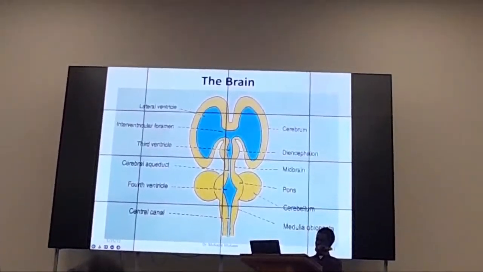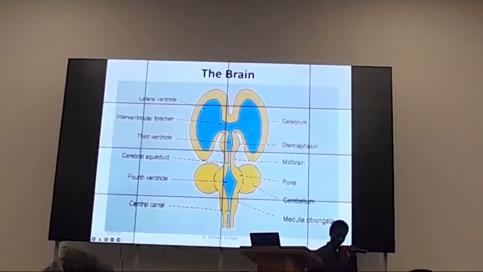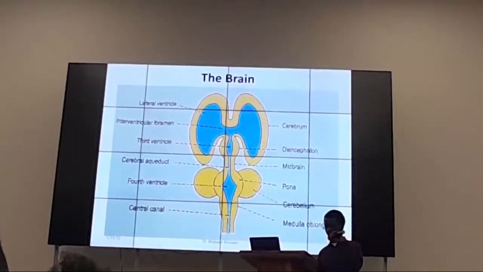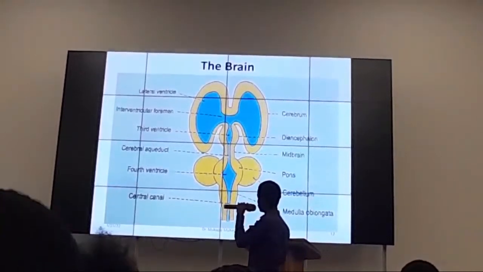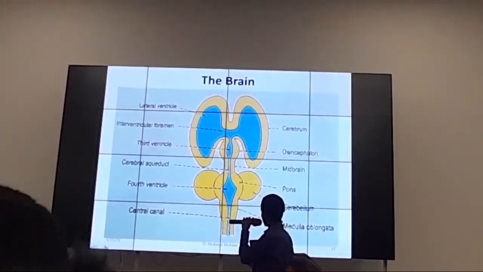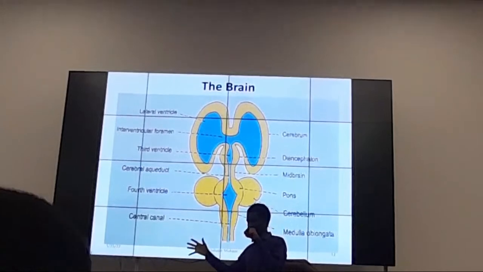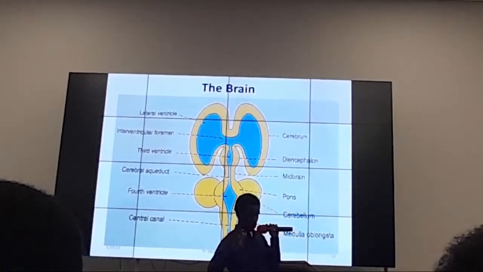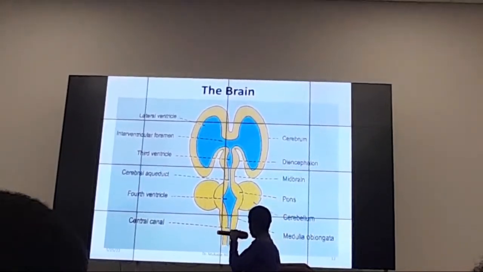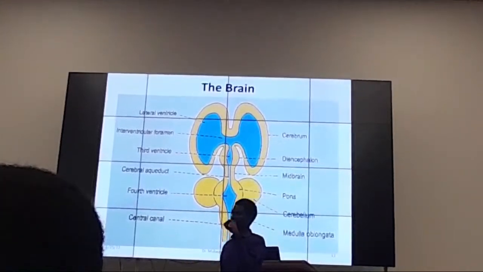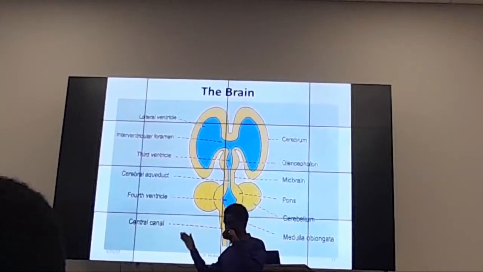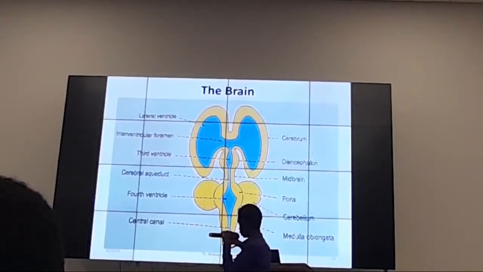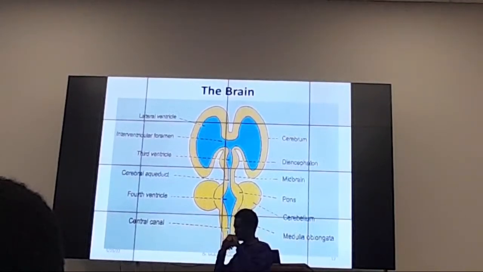Okay. Now, what is the importance of knowing this ventricular system? You need to know it because of the production, flow, and drainage of this fluid. Which fluid is this? Cerebrospinal fluid. Okay, so its production, flow, and drainage is based on this system.